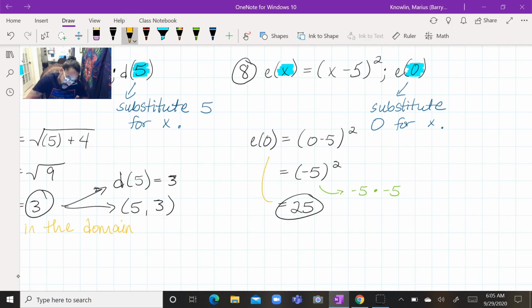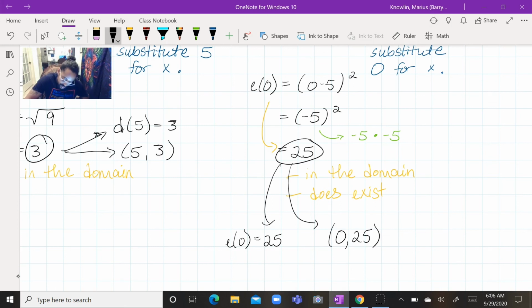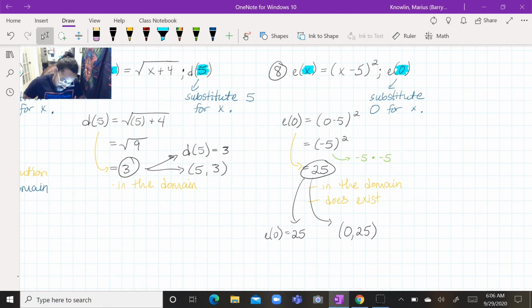So we get our answer here, which means that this is in the domain. It exists in the domain. Therefore, like I said, does exist. Alright. And we could actually write our solution 2 different ways. We could say that e of 0 equals 25, or we could say when x is 0, y is positive 25. Alright? And that will conclude our lesson for today.